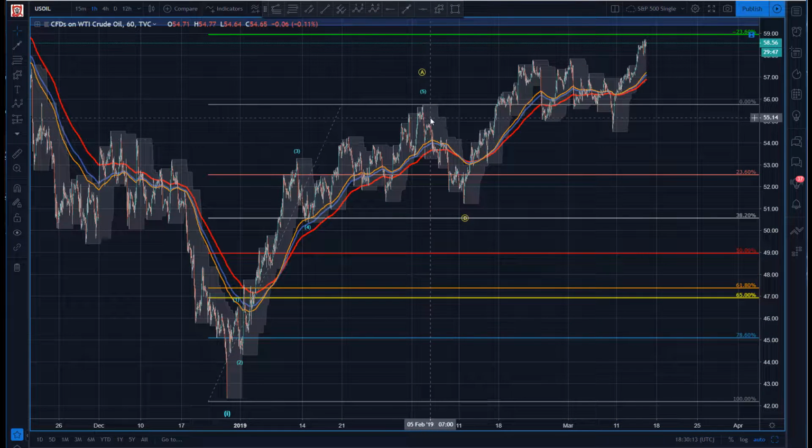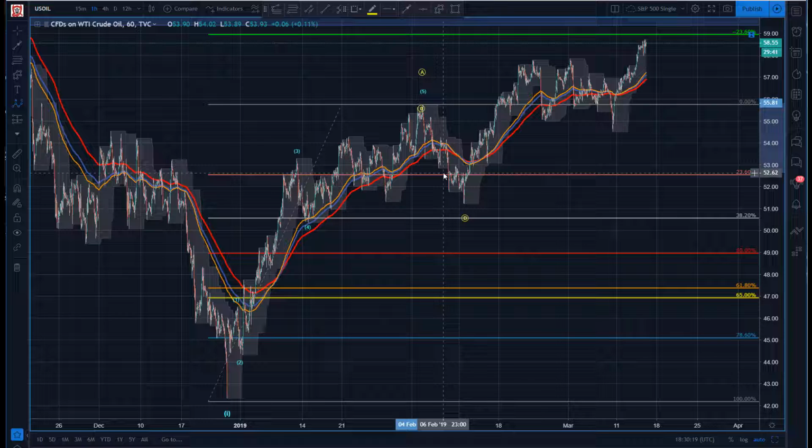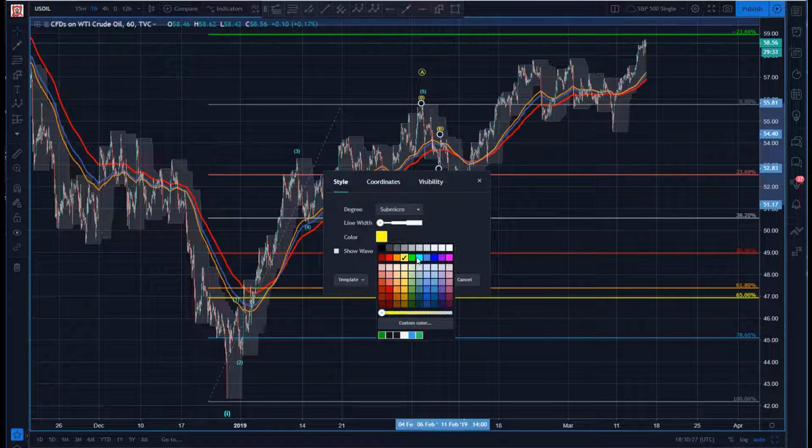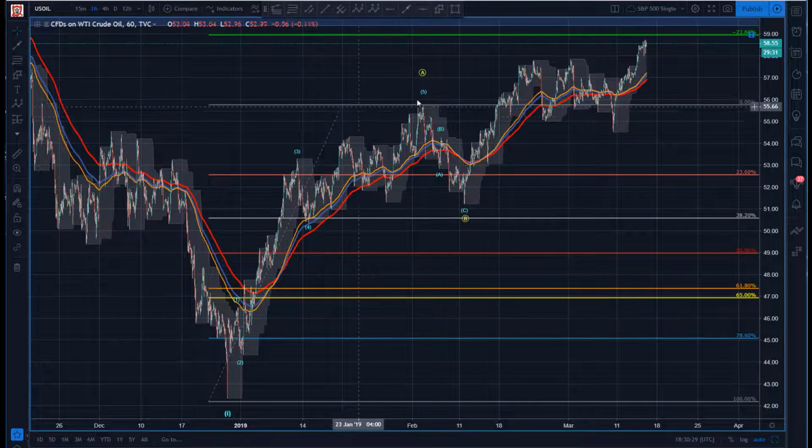Now this A, B, C, right? You got 5 coming down, so you can go A, B, C here. Bear with me a sec. We'll go down a degree. It's worth doing this because you can just lose track, particularly if you keep them all in the same degree.